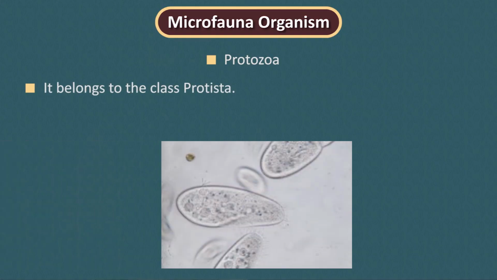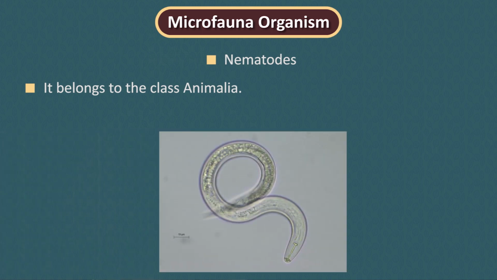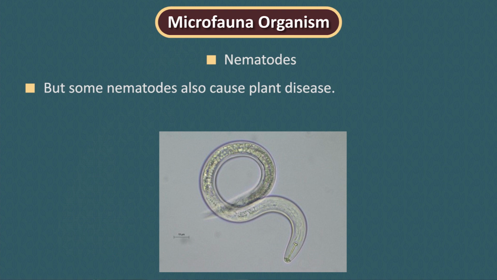Students, after looking at the macro and microflora, let us explore the world of micro and macrofauna. Under microfauna, let us look into protozoa. Protozoa belong to the kingdom Protista with a size range from 20 to 80 micron. They assist in the decomposition of organic matter and support plant growth. Next are nematodes, which belong to the kingdom Animalia with a size of about 50 micron. They also assist in the decomposition of organic matter, but some nematodes also cause plant disease.